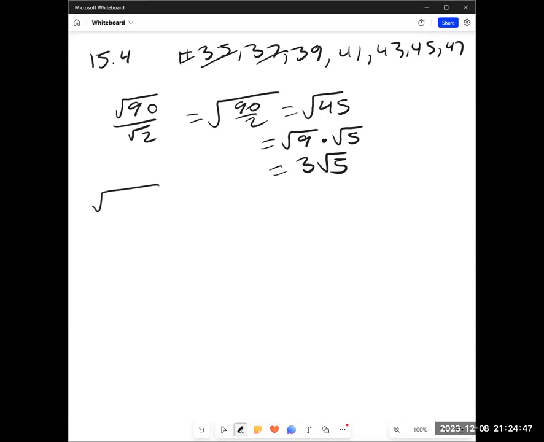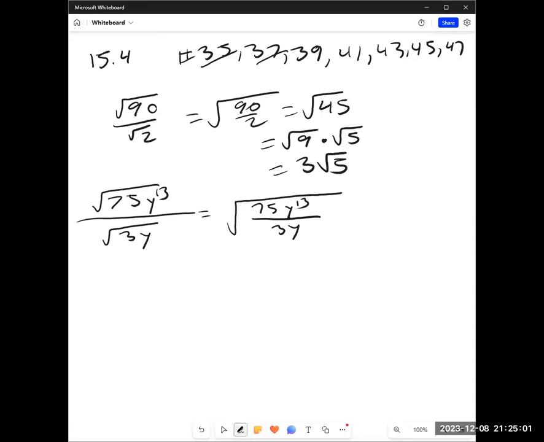We now have the square root of 75y to the 13th divided by the square root of 3y. It's going to be the big square root of 75y to the 13th over 3y. 75 divided by 3 is going to be 25. Y to the 13th divided by y to the 1st is going to be y to the 12th. We're assuming all variables are non-negative numbers here, so that wouldn't matter in this problem. The square root of 25 times the square root of y to the 12th is going to be 5y to the 6th.